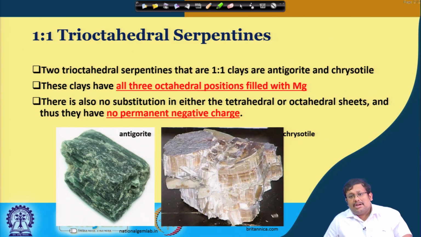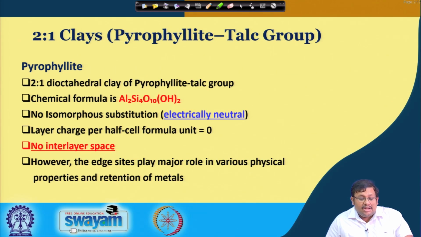The permanent negative charge always develops due to isomorphous substitution. Where there is no isomorphous substitution, just like in kaolinite, there will be no negative charge development. Similarly, in the case of the 1:1 trioctahedral serpentine, as I have shown you in the picture of antigorite and chrysotile, both of them don't show any kind of isomorphic substitution. As a result, they have no permanent negative charge. So, we have completed the 1:1 type of clay mineral.